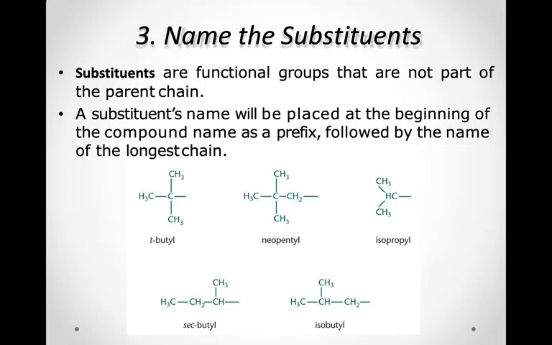As you can see, these are the commonly used substituents: tertiary butyl, neopentyl, isopropyl. Isopropyl is one where two methyl groups are attached to the same carbon. Neopentyl is one where a carbon is attached to more than 3 functional groups. And tertiary butyl is where the central carbon is attached to 3 methyl groups. Next up, you have the secondary butyl, and next you have the isobutyl.